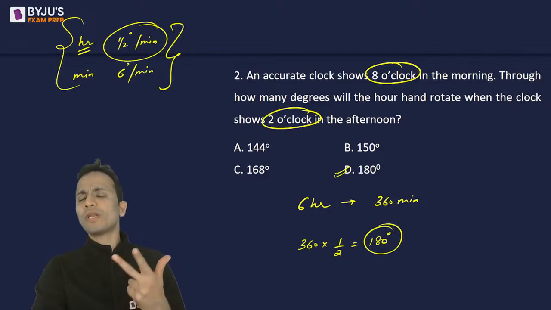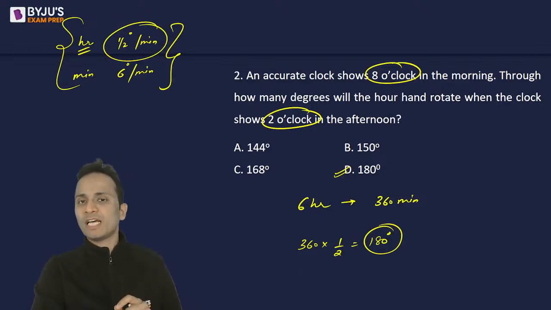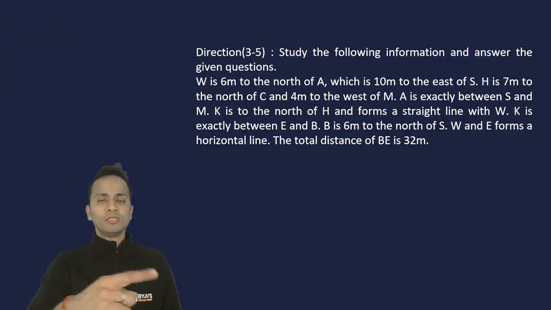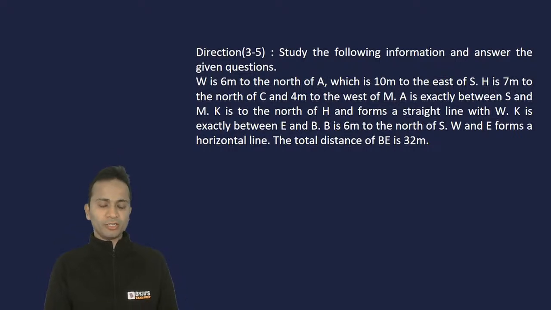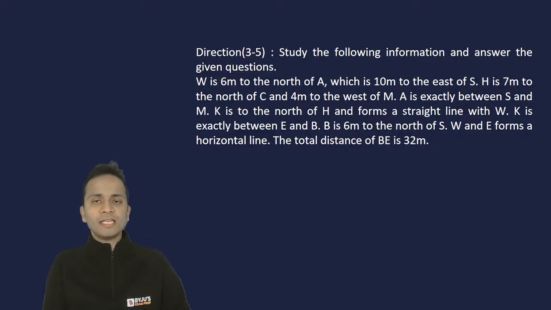Now question number 3, 4, and 5. These are 3 questions which are based on the same set of directions. So the next 3 questions will come in the form of a set. These are the directions for the next 3 questions. Quickly draw the figure. This is based on direction sense. Quickly draw the figure, and then I'll take you to the questions one by one. I'm giving you somewhere around 1.5 minutes. Please post done in the chat box once you are done making the diagram, and then I'll take you to the questions.